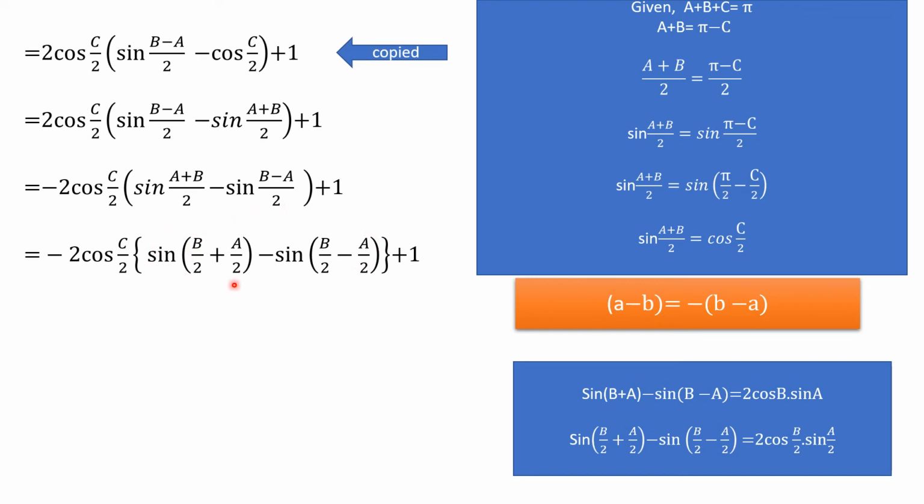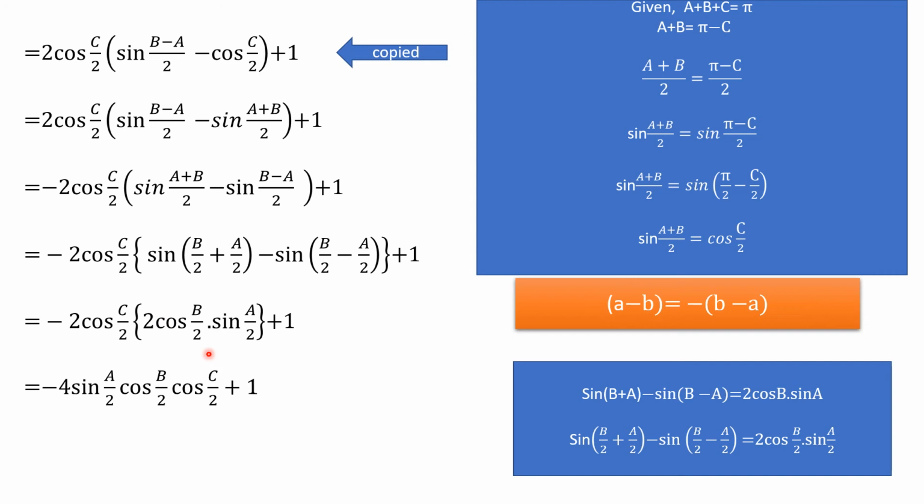So we can replace this by 2 cos B by 2 into sin A by 2. So this is replaced by 2 cos B by 2 into sin A by 2. Now let's open the bracket. On opening the bracket, we are getting minus 4 sin A by 2 into cos B by 2 into cos C by 2 plus 1, which is our right hand side proved. So I hope this is also clear to you.